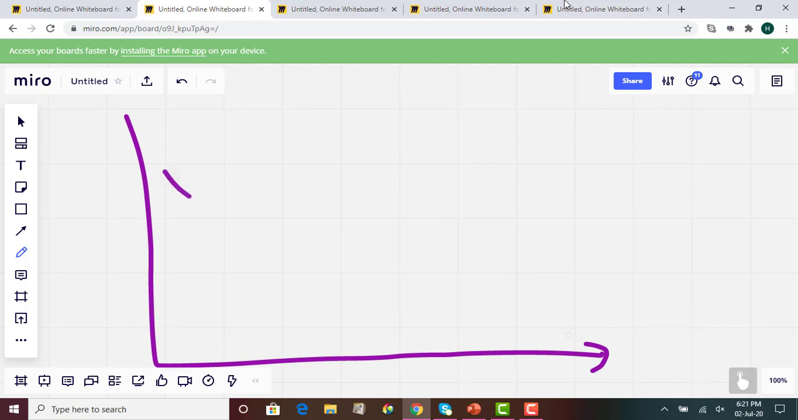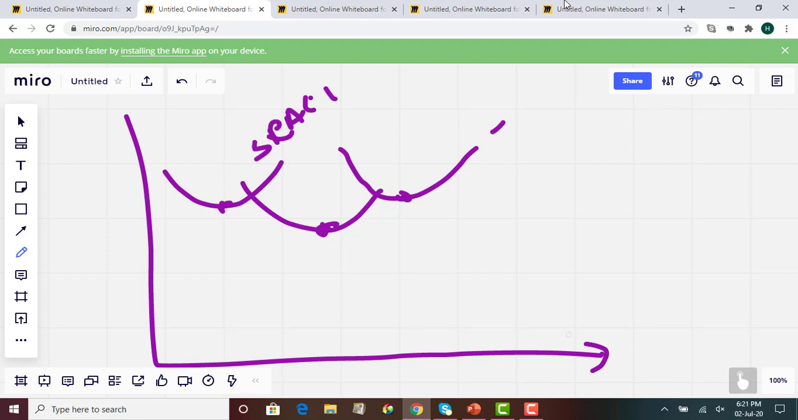Remember, we had three short run average cost curves. This is the minimum point, this is the minimum point, this is the minimum point, and this is SRAC1, this is SRAC3, this is SRAC2. Okay, so these are the short run average cost curves.